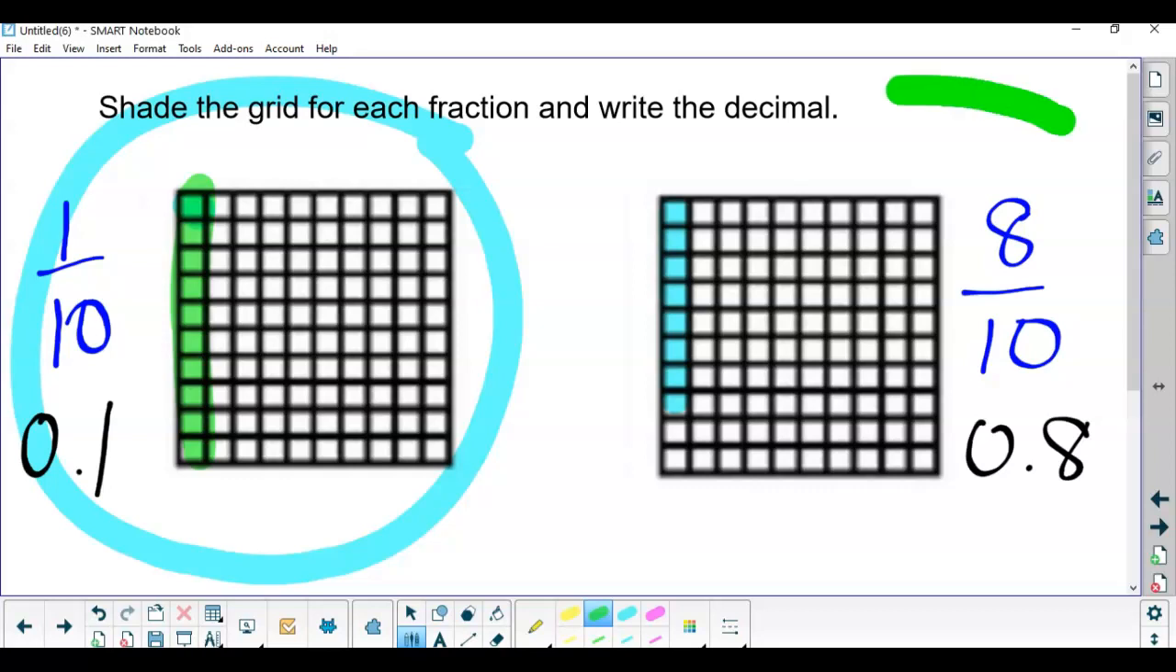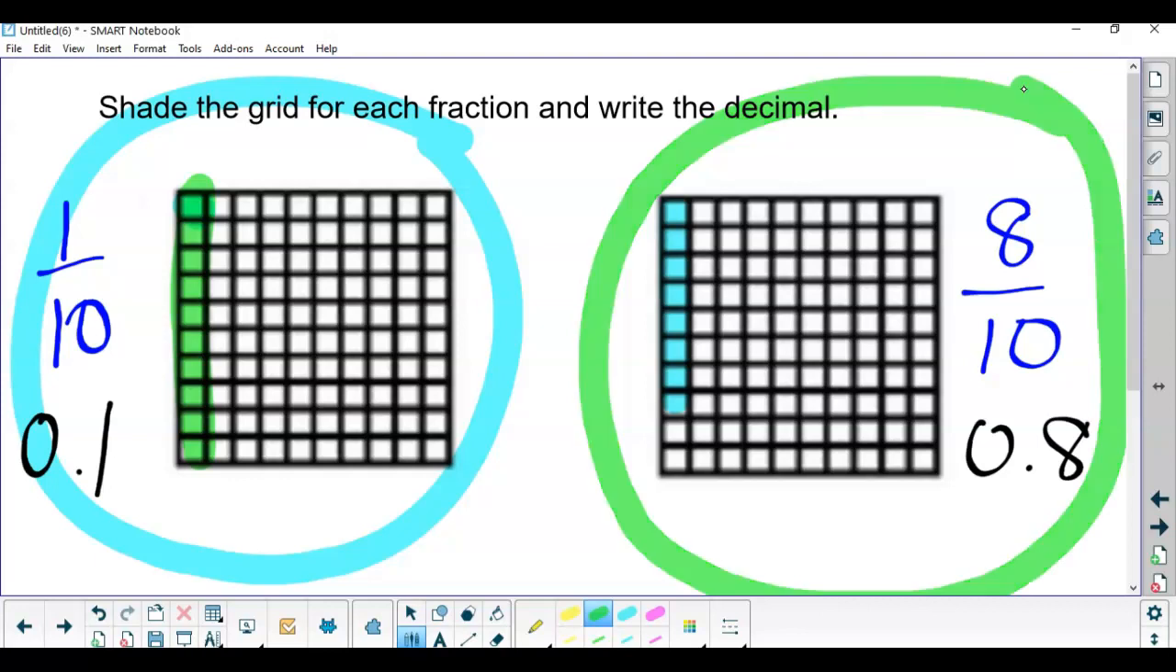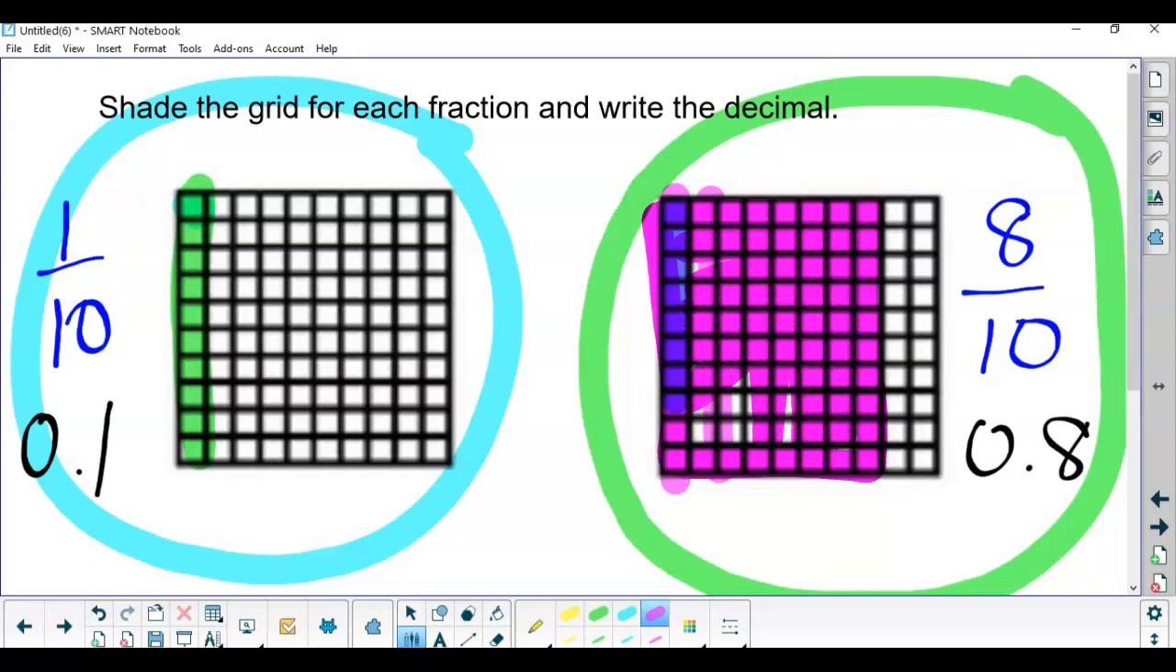Okay, well, what is the error here for 8/10? Does this match? No, because my model is showing 8 hundredths. So what would I have to do to show 8/10 on this model? Okay, say it out loud. What do you think I need to do? Okay, if you said shade in 8 full strips, you are correct. So this would now match 8/10 on my model, 8/10 in my fraction, and 8/10 in my decimal.